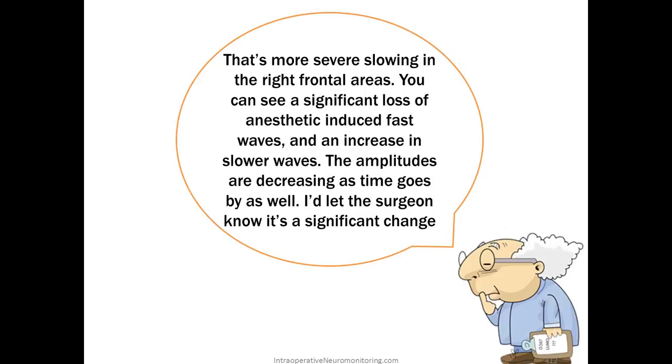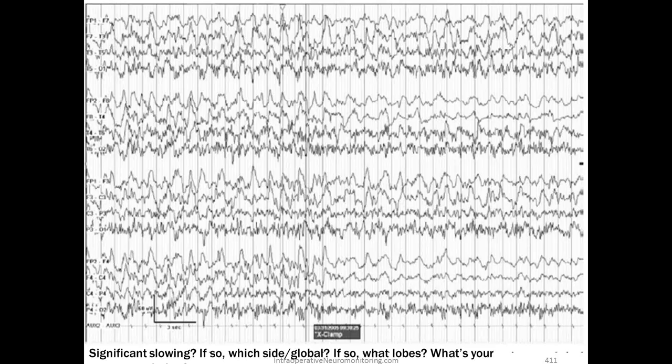That's more severe slowing in the right frontal areas. You can see a significant loss of anesthetic-induced fast waves and an increase in slower waves. The amplitudes are decreasing as time goes by as well. I let the surgeon know this is a significant change. So he's made the interpretation that the amount of fast activity has dropped off by 50% or greater, as well as the amplitude of that fast activity has decreased by 50% or greater. We see it in these F channels, the frontal channels, and we see it more prominent on the even numbers of the right side, although the left side as well is showing some slowing.